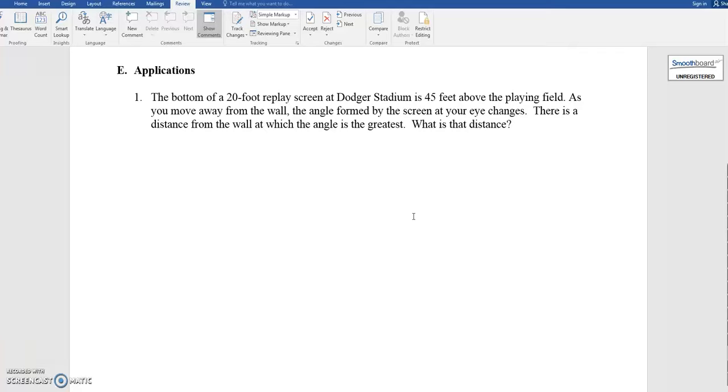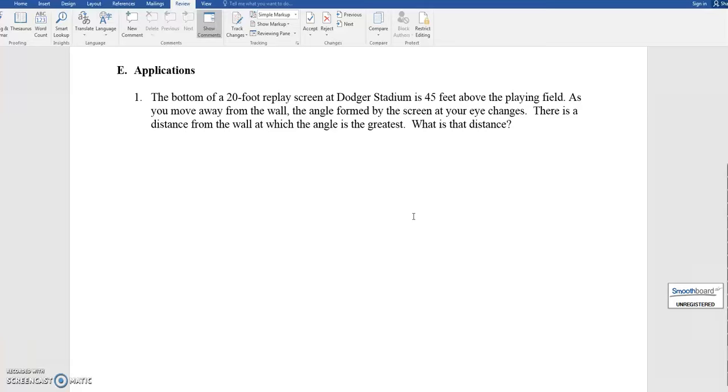And as you walk away, that screen seems to grow in height a little bit, and there's a point where it's the largest it can be as far as what you view. And then as you keep going, it's so far away from you that it starts to get small again. That's the idea here. We want to think about where is the optimal viewing area of this.